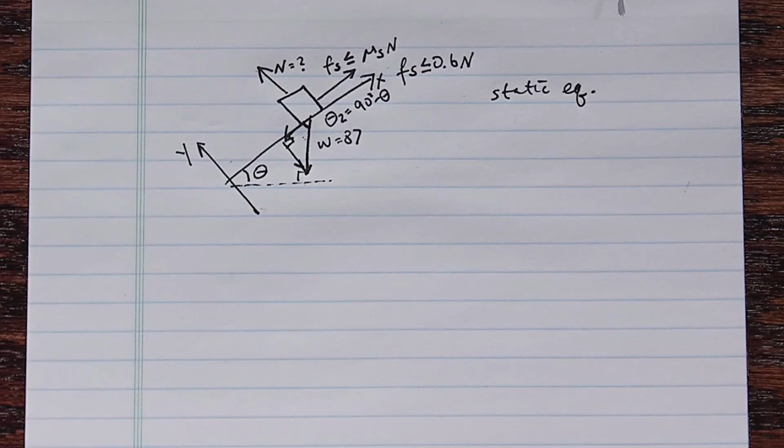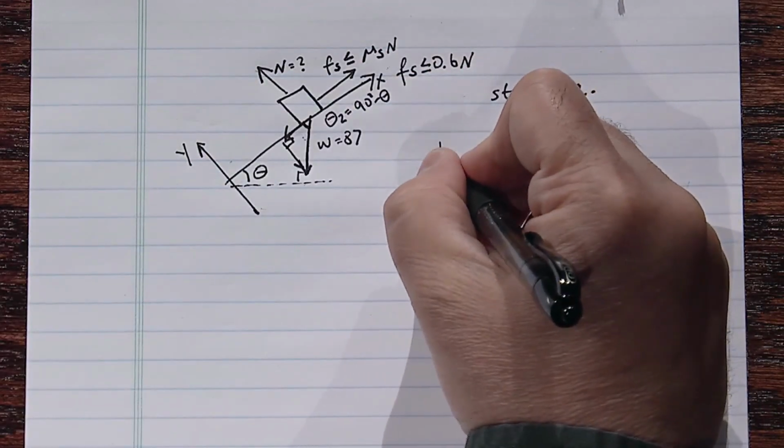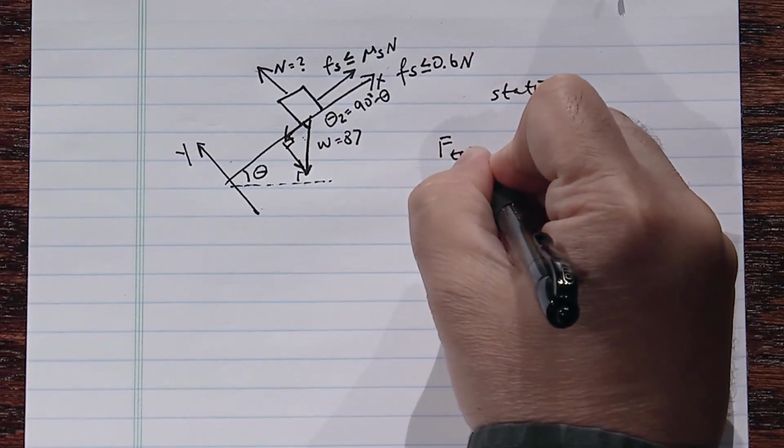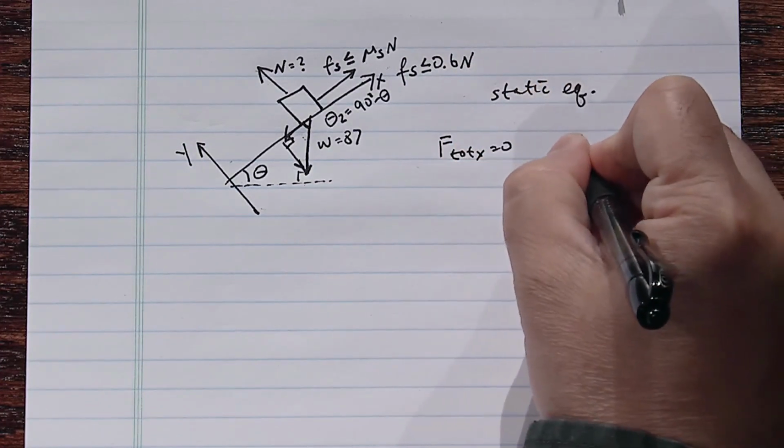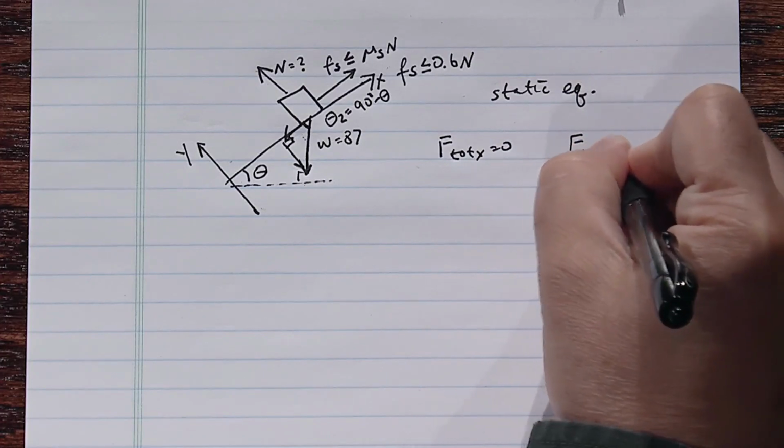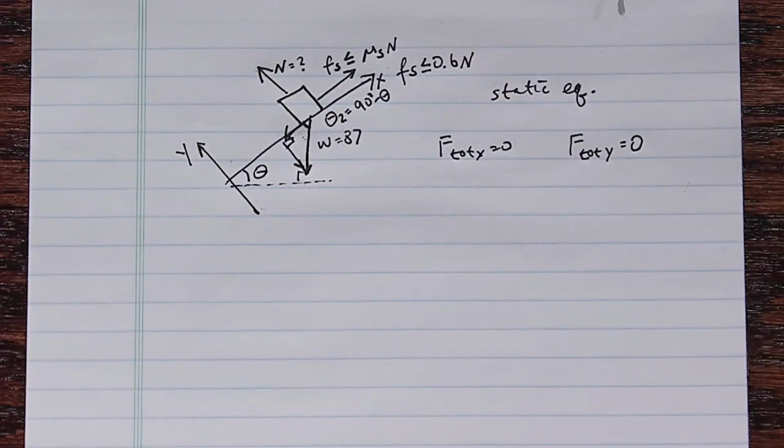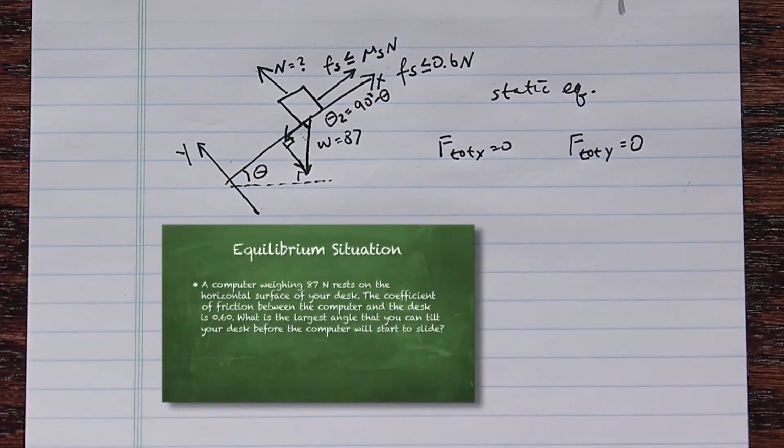Static equilibrium, and we know when we have static equilibrium we can write, and I'm just going to skip right ahead to force total x is equal to 0 and force total y is equal to 0. We can use that to actually answer the question. You might not see how at first, but I would like you to work and see how far you can get towards answering the question of what is the greatest that theta can be before the computer slides on the desk.